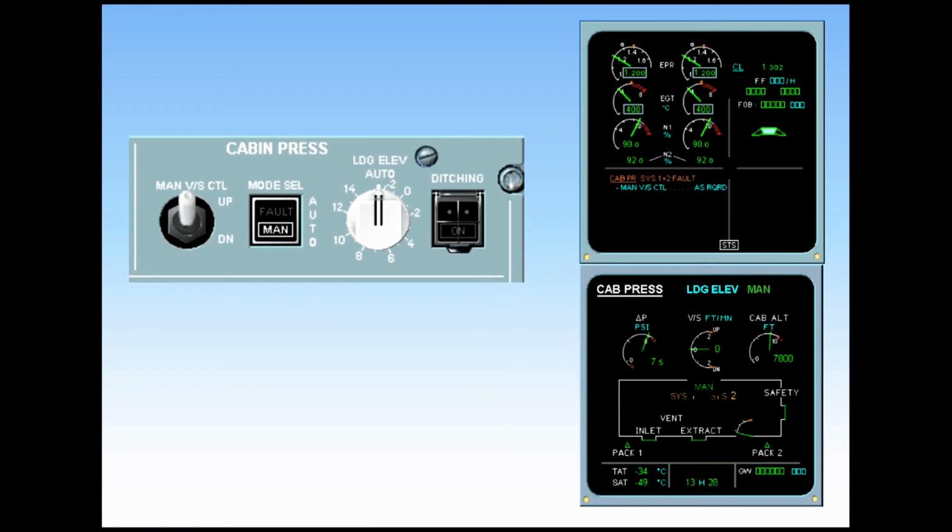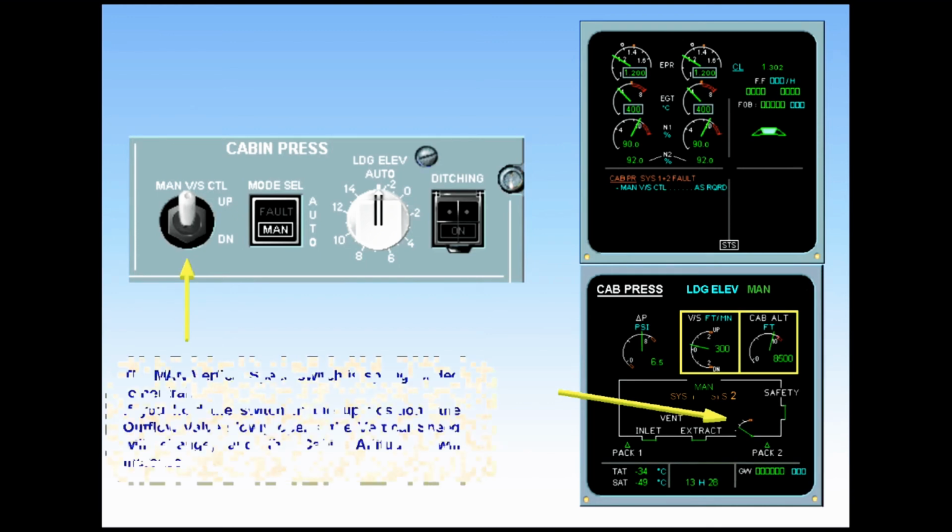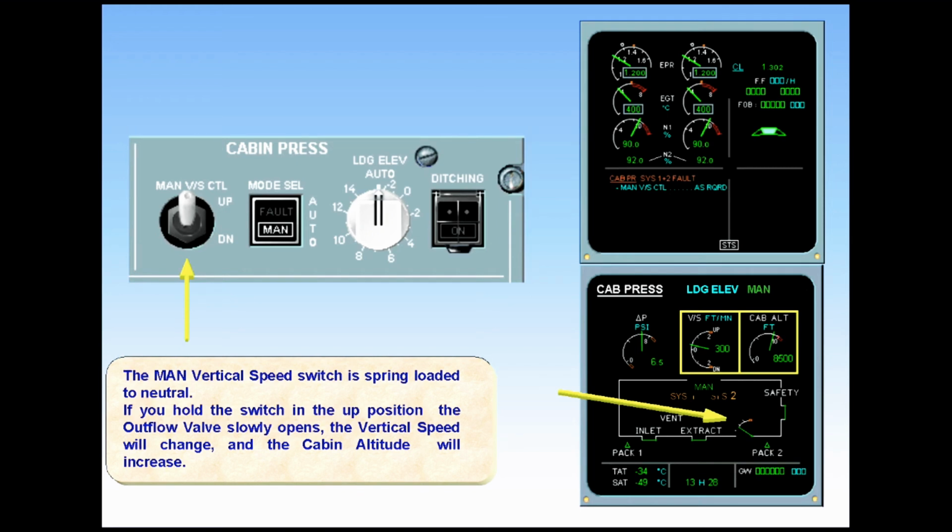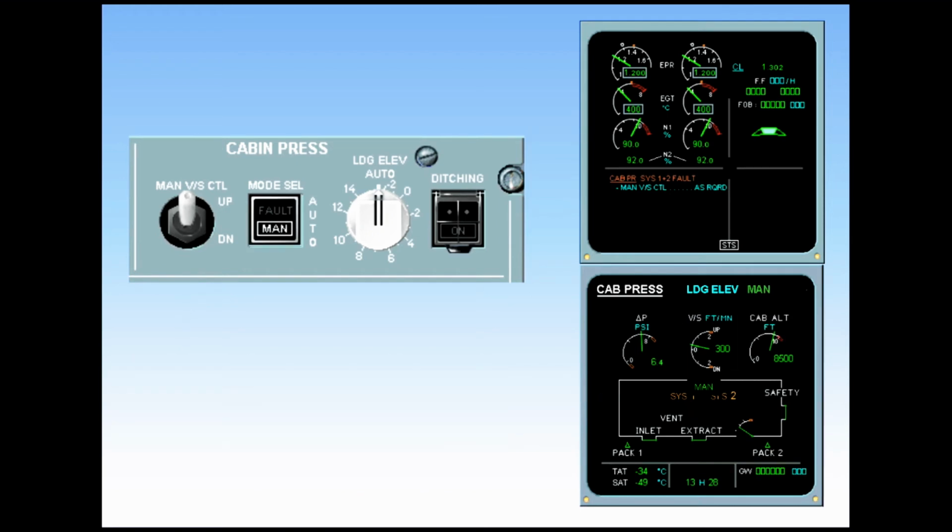The manual vertical speed switch is spring-loaded to neutral. If you hold the switch in the up position, the outflow valve slowly opens. The vertical speed will change and the cabin altitude will increase. When the manual vertical speed control is returned to the neutral position, the outflow valve will stop moving. The vertical speed will stabilize and the cabin altitude will change.